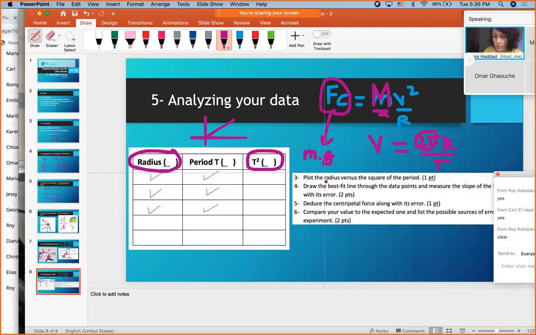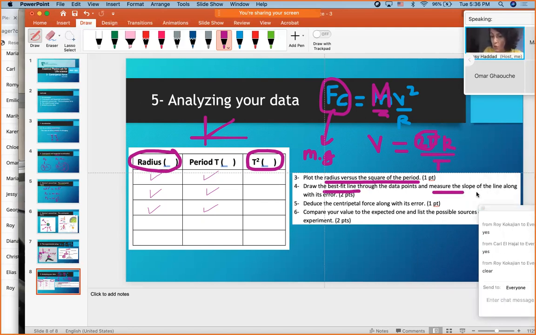So plot radius versus square of period, y versus x. Draw the best fit line. Excel can do it for you. Find the slope. Excel will give you the equation. You take the slope. The error on the slope. Take your time. Don't be frustrated. It's your chance to learn how to do the error on the slope.